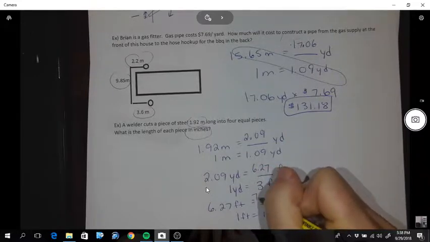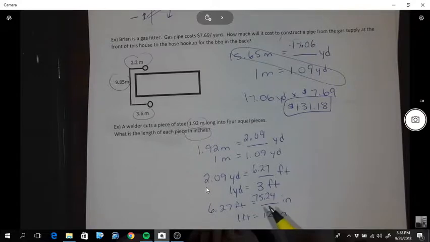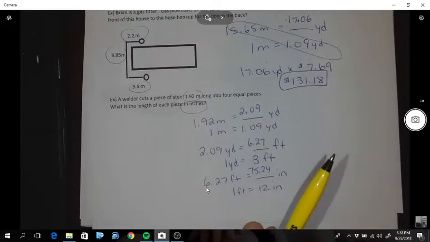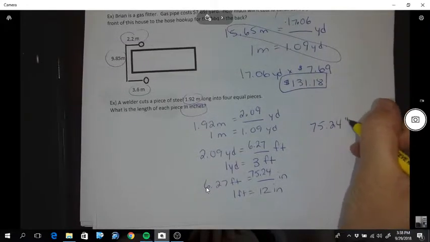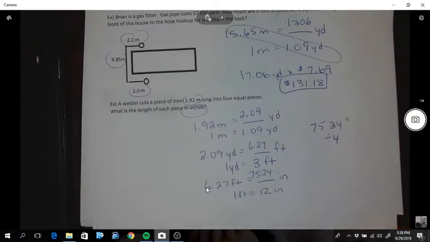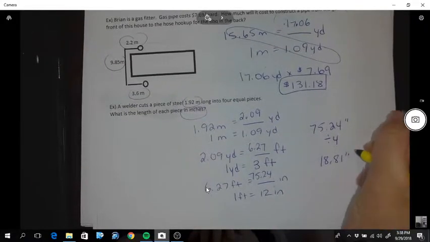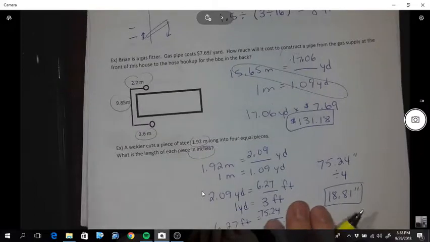So 75.24 inches is the piece of steel's length. But I want to cut it into 4 pieces, so I'm going to take the total inches and divide by 4. So each piece is going to be 18.81 inches long. All right, that's it for the lesson.